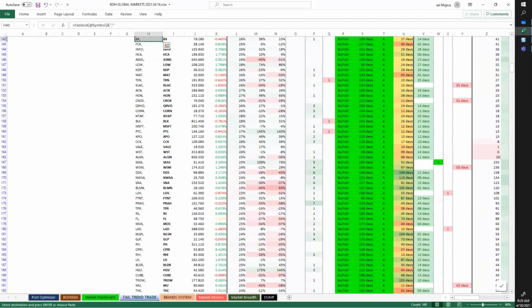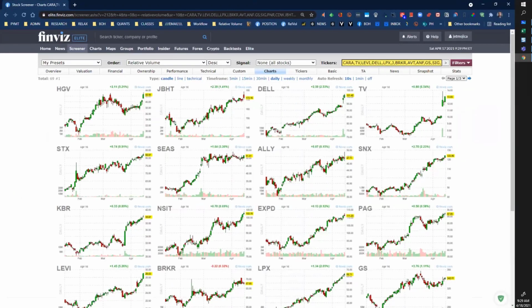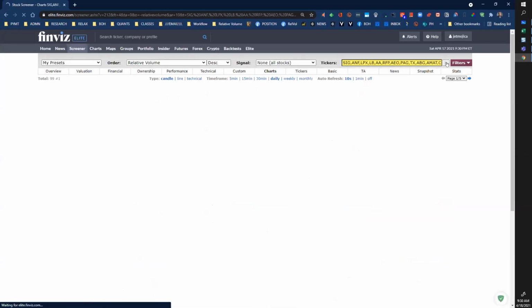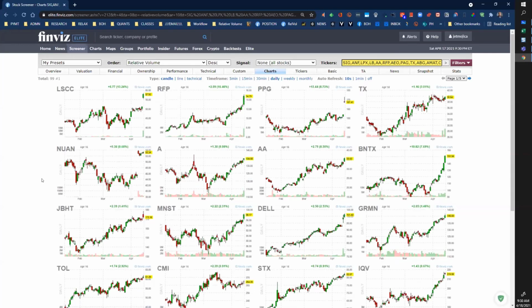And then we go to yung FinViz natin na model. So on FinViz, go to tickers, delete, and then paste, and then run. But before you run, make sure that you order all the names based on relative volume and in descending order. This way, the first sheet will contain stocks that are attracting volume for the day. So you run it like that.